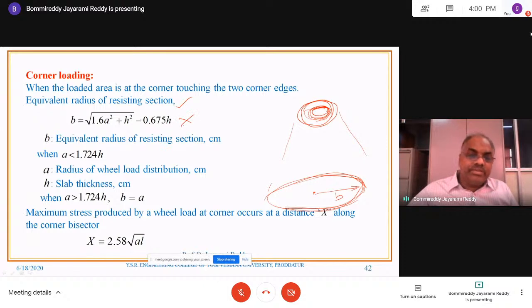Don't remember this; all these things are not required. You need to understand the meaning of several other things. Just know what the equivalent radius of resisting section is and what the value of L is. But the L value is more important, and you need to remember that formula.